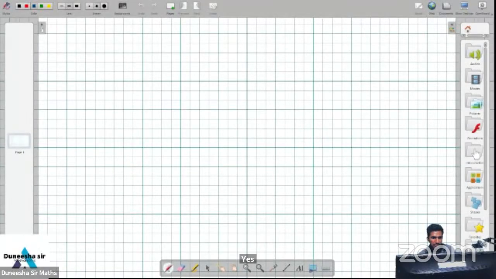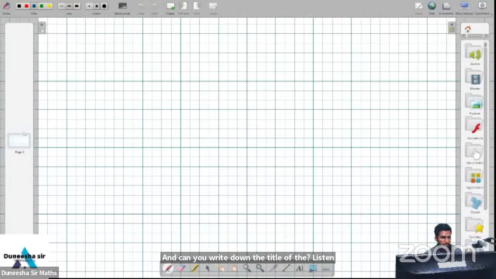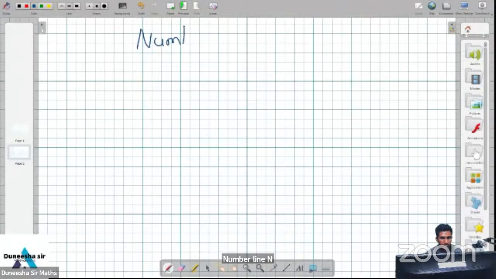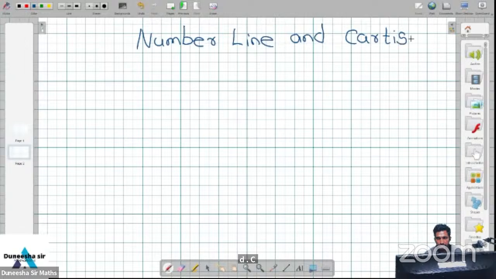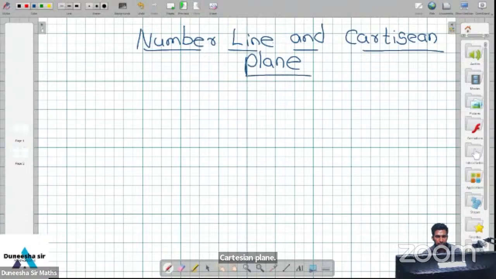Today I'm going to the next lesson. Can you write down the title of the lesson? Number line and Cartesian plane. Under this title, write down the subtitle number line.